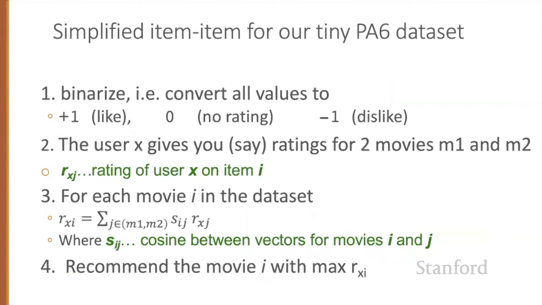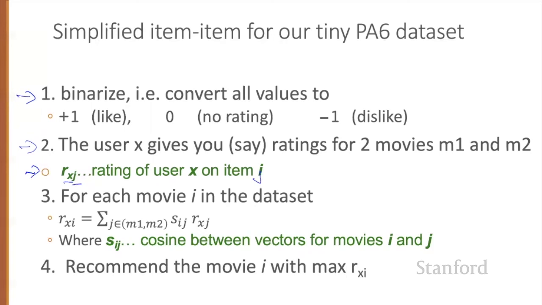So in summary, here's the algorithm you want to use for our tiny data set. Binarize. Now the user, X, gives you ratings for, let's say, 2 movies, M1 and M2. So we have ratings from user X on each item.